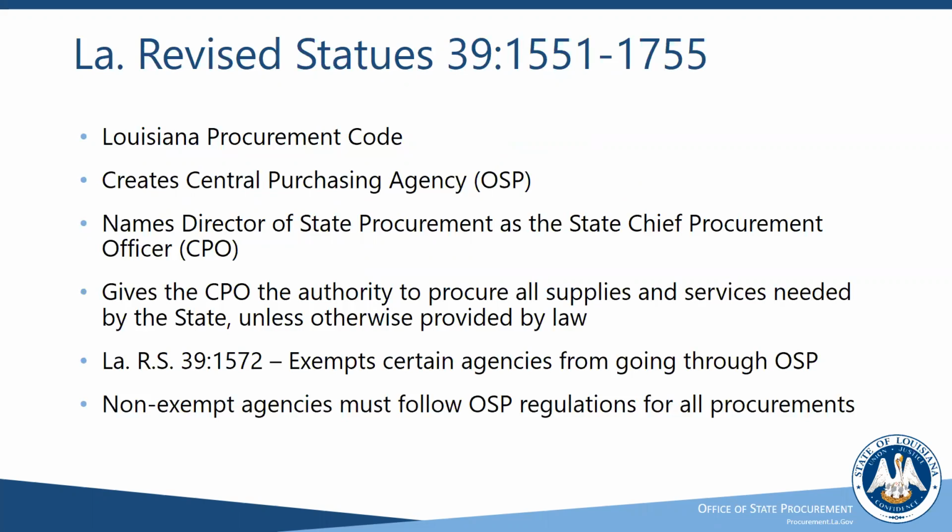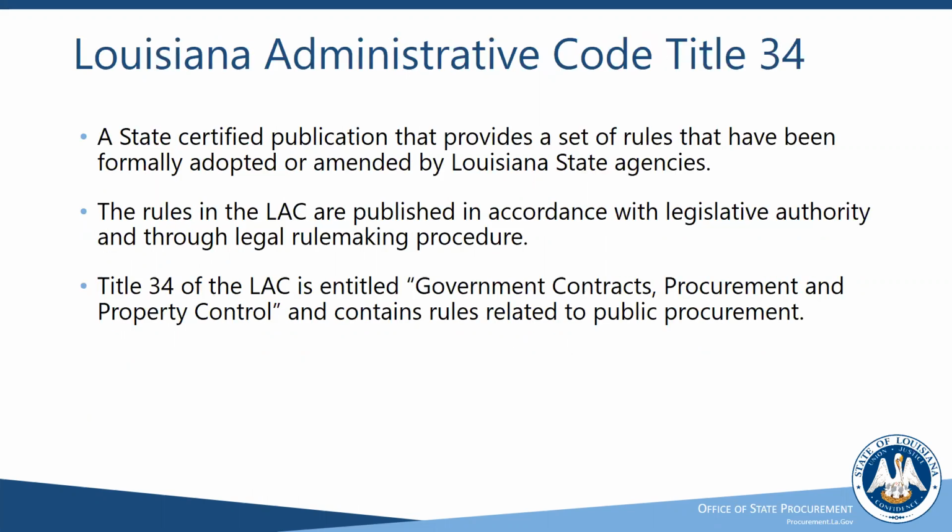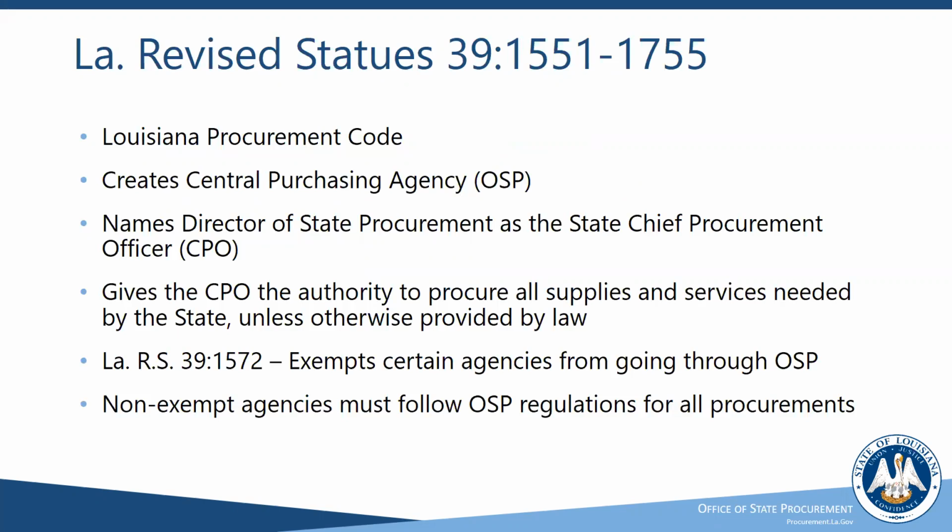Title 39 is often referred to as the Louisiana Procurement Code. The Procurement Code creates the Central Purchasing Agency, which is OSP. It names the Director of State Procurement as the Chief Procurement Officer, or CPO, and it gives the CPO authority to procure all supplies and services needed by the state unless otherwise provided by law.